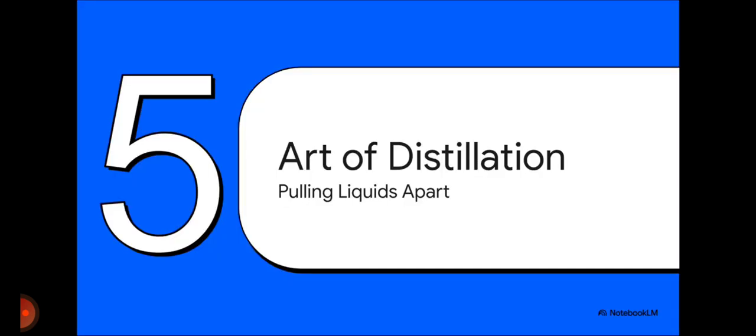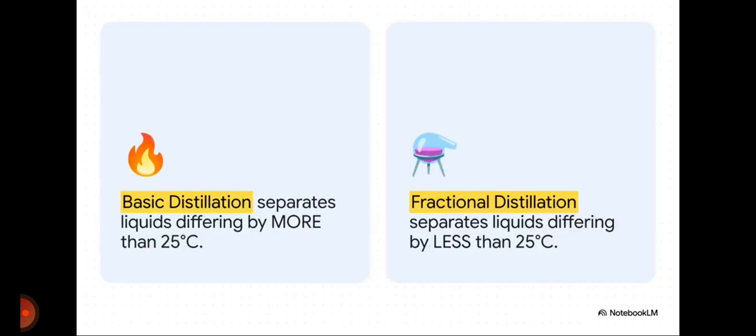And finally, Section 5, the art of distillation, pulling liquids apart. Now, distillation takes advantage of the simple fact that different liquids boil at different temperatures. By heating a mixture, the liquid with the lower boiling point turns into vapor first. We then capture that vapor, cool it down in a condenser, and turn it back into a pure liquid, leaving the other liquid completely behind. Now, basic distillation works great if the boiling points of the two liquids are more than 25 degrees Celsius apart. But what if they're closer than 25 degrees? That's when we bring in a powerhouse technique called fractional distillation.